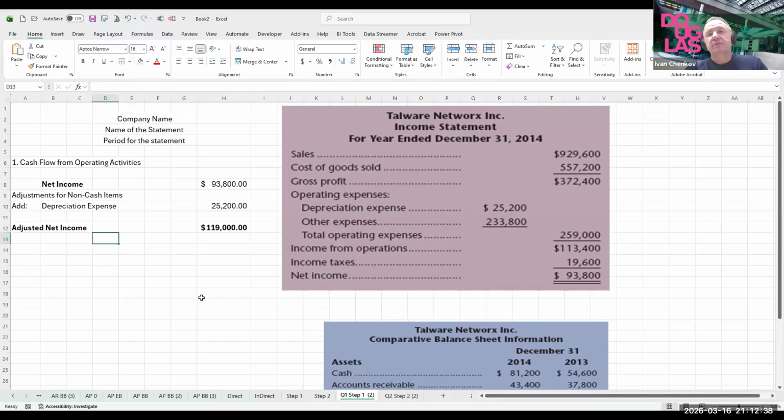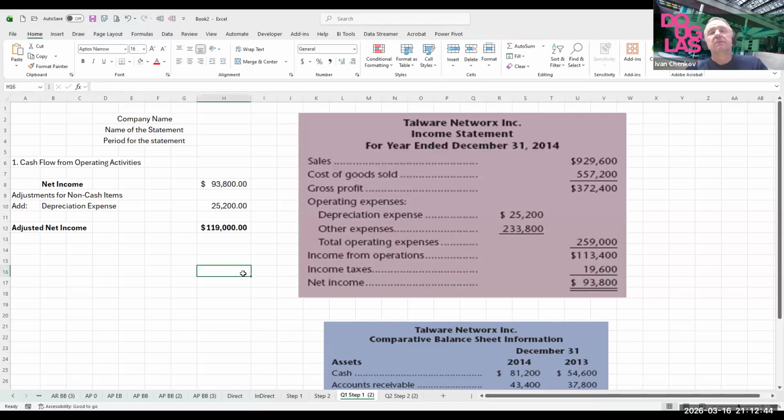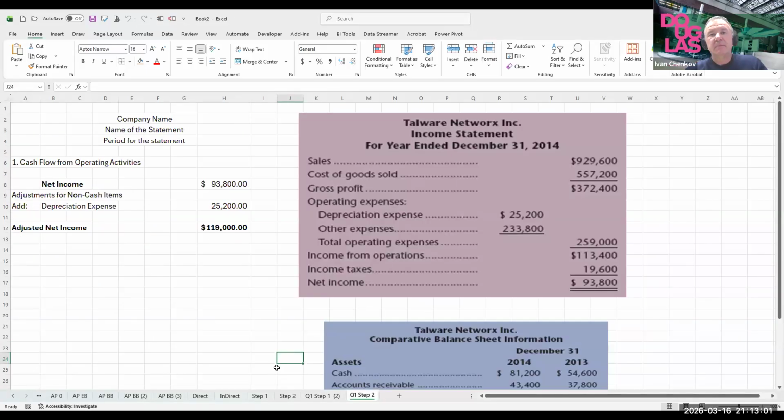Now we can move to step two. Step two is, let's move it right here. Step two is to start. Let me delete this worksheet. I don't need it. That's my step two here.